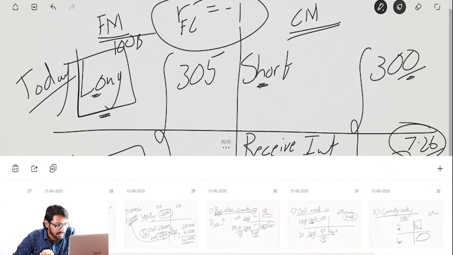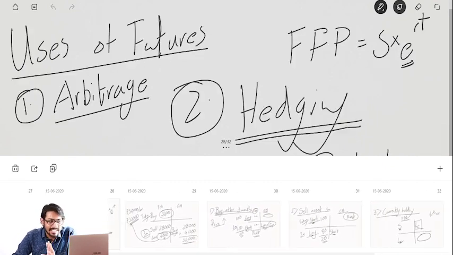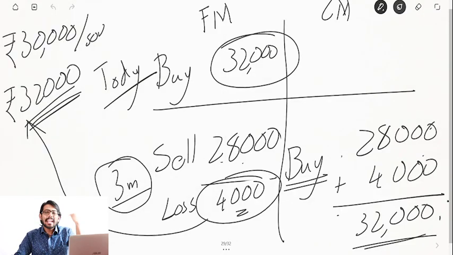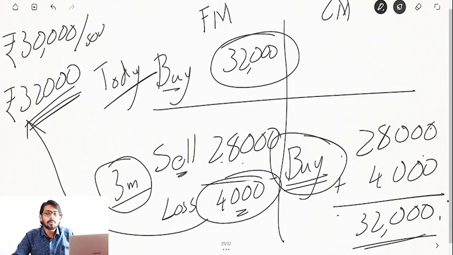First use of futures. Now, I understand your pain, guys. I tell the end, you forget what happened in the beginning. Don't worry, as we do more problems, you'll get that clarity with futures. So what are the uses of futures? Point number one, arbitrage. We have discussed that. Point number two, hedging. Please draw these diagrams. Three scenarios. Any scenario you should be able to apply. You know the first position. You know here you have to buy, here you have to sell, here you have to buy. You know what to do.